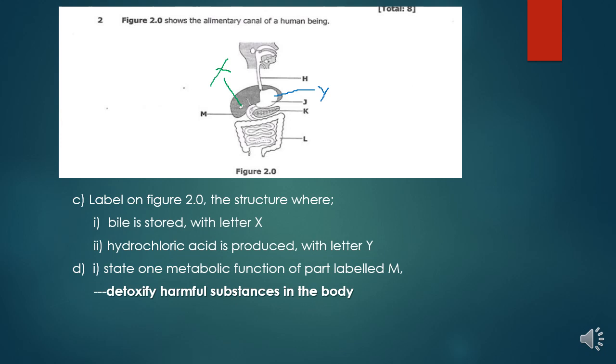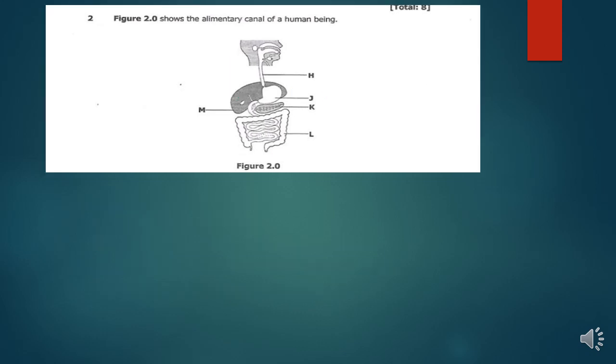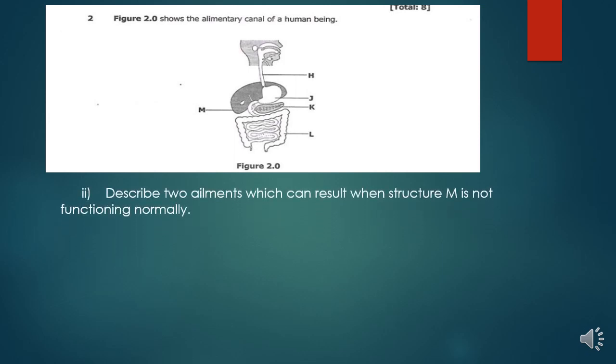So if the body takes in toxic substances, those toxic substances are actually detoxified by the liver. We move on to Roman numeral 2 of part G, and the question says, describe 2 ailments which can result when structure M is not functioning normally.